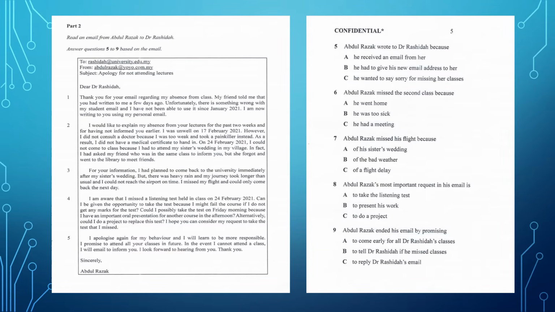Okay, as you can see, this is the example of part 2. You have one email here from Abdul Razak to Dr. Rashida, followed by 5 questions. And you can see the questions, objective questions, with 3 options given, A, B, and C.